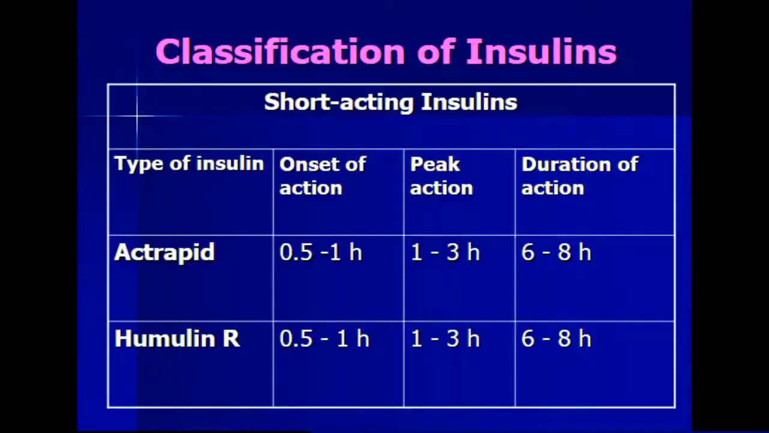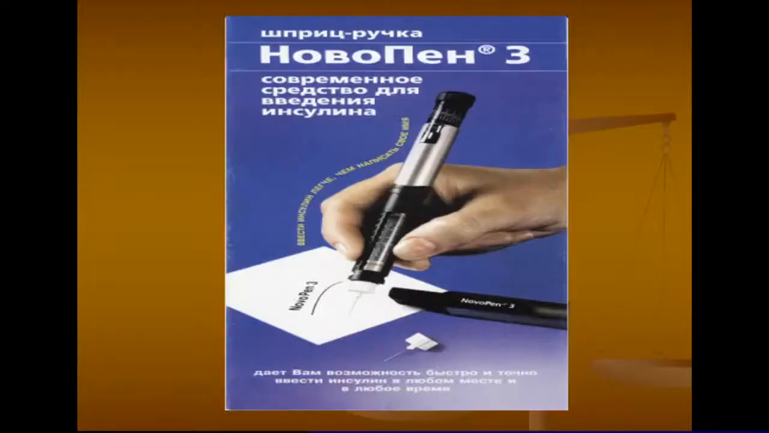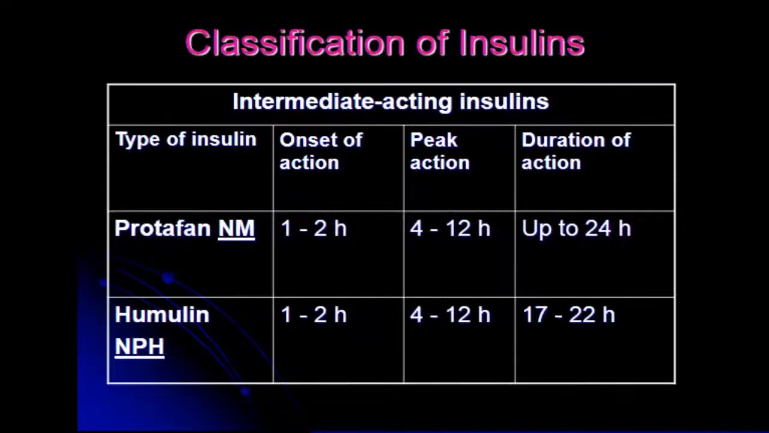Second group of insulin, short-acting insulins. The names are Actrapid and Humulin R. Onset of action: half hour up to 1 hour. Peak action: 1 to 3 hours, and duration of action 6 to 8 hours. And you see it's Actrapid, Novopen 3, and Humulin R.